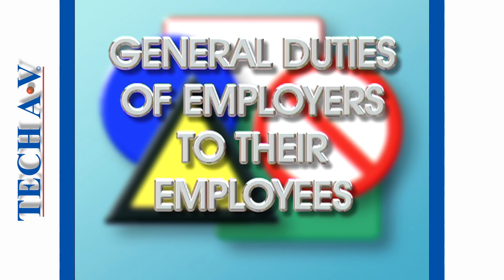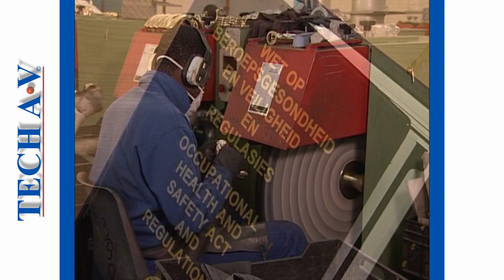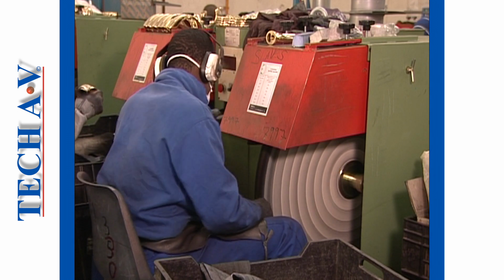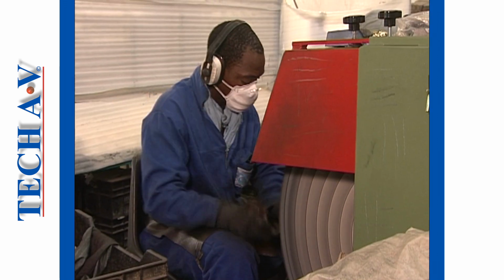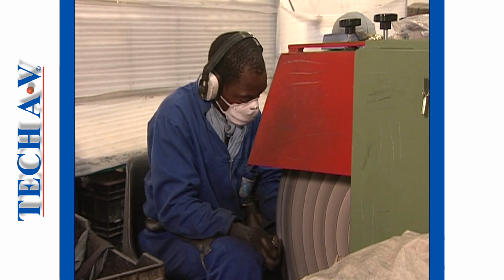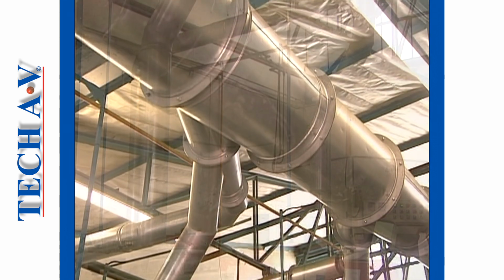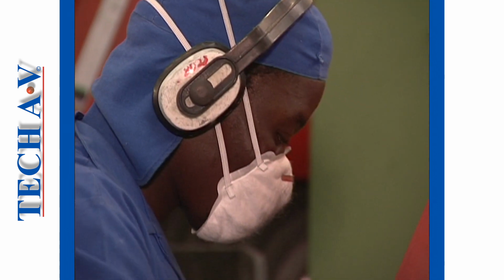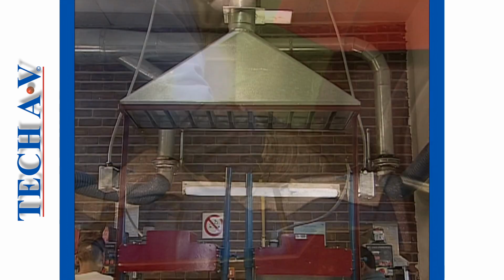Let's now look at the general duties of employers to their employees. As mentioned, your employer has to comply with the Occupational Health and Safety Act. At the same time, they have to make sure that any person on the company's premises adhere to the health and safety rules laid down. Your company has to provide and maintain, as far as possible, a working environment, systems of work, and machinery that are safe and without a health risk to you.